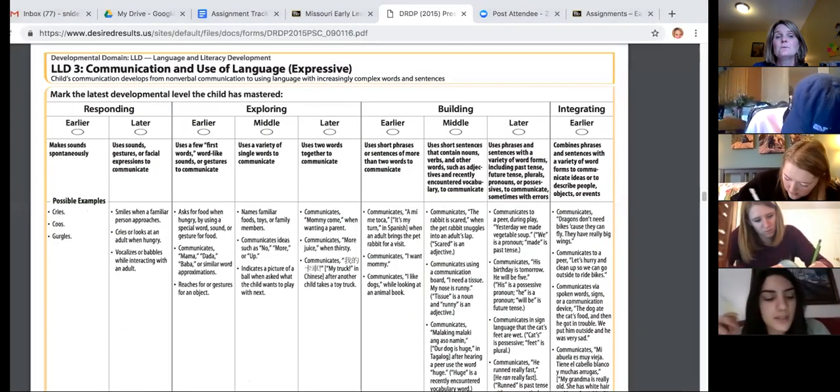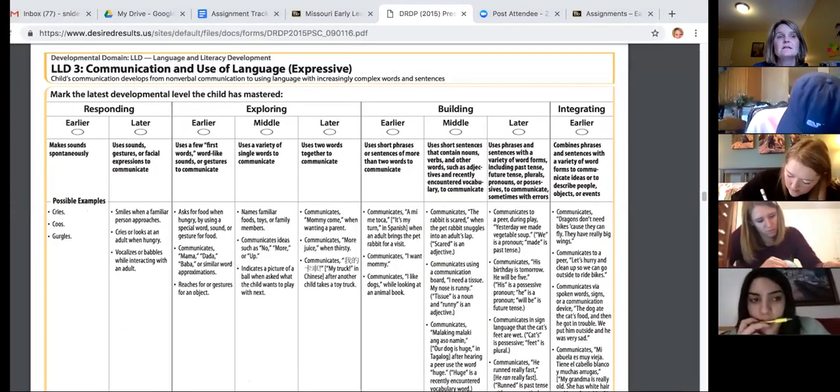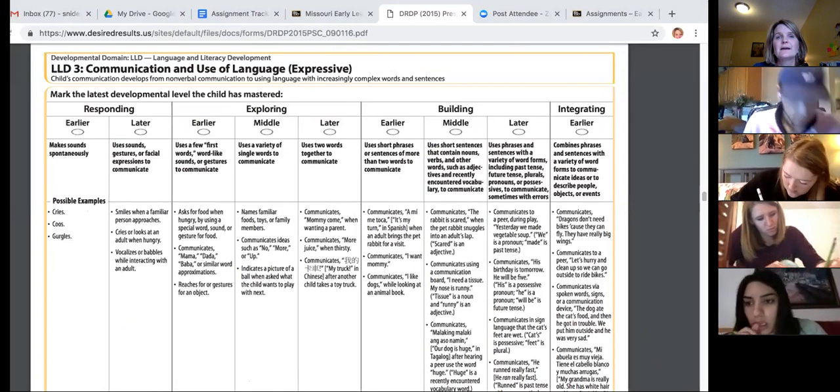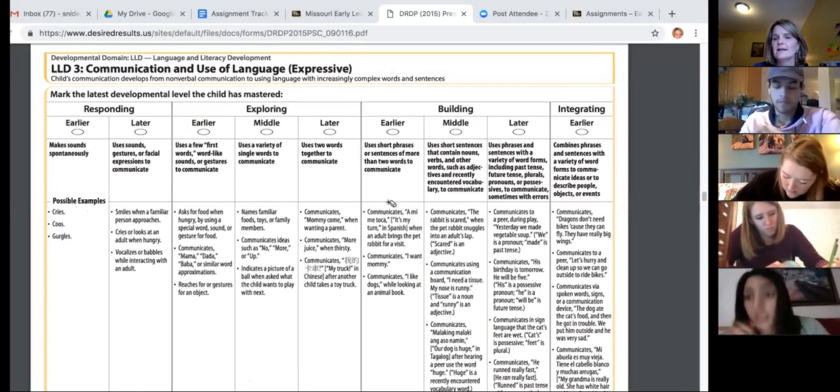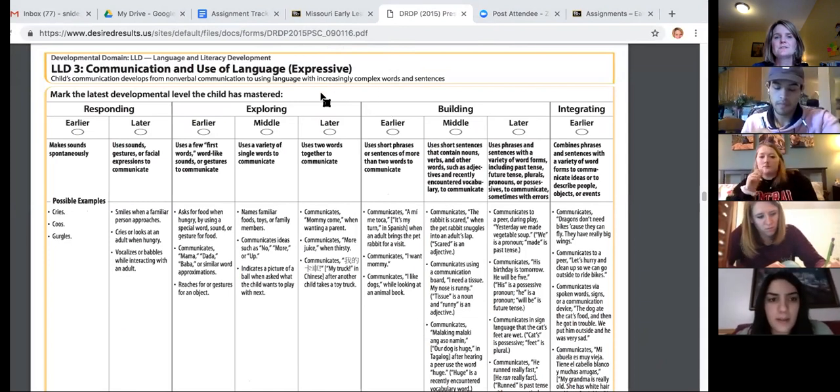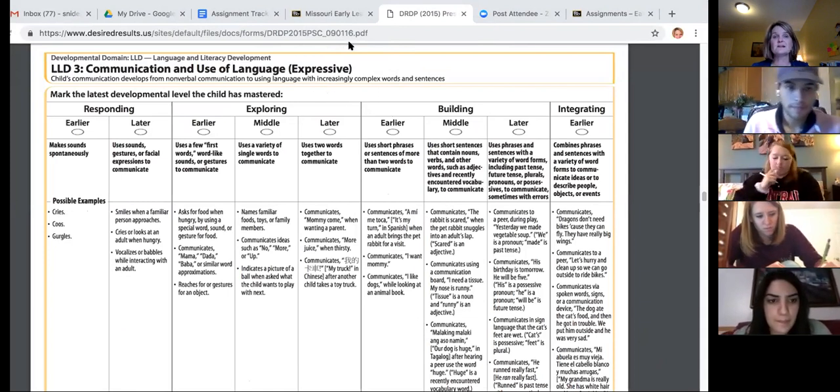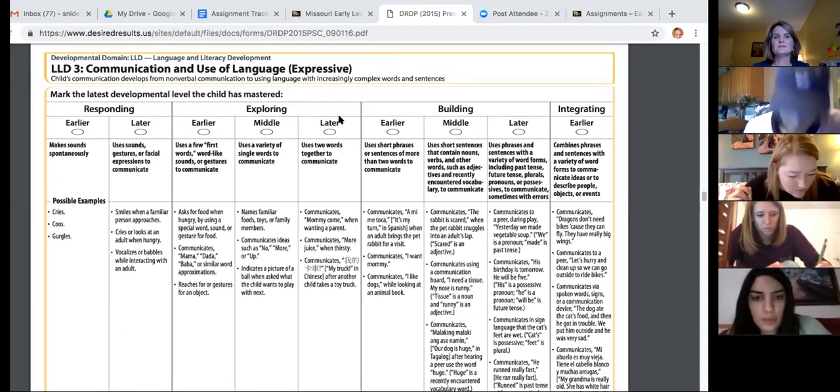So black olives, right. So let me see if I can, are you looking at my screen? Yeah, now I could see the DRDP. Oh, you see the DRDP? Hold on, let me pull this up.